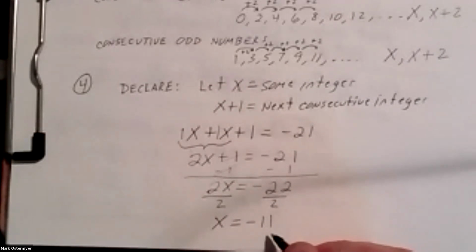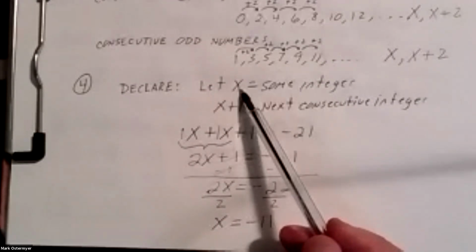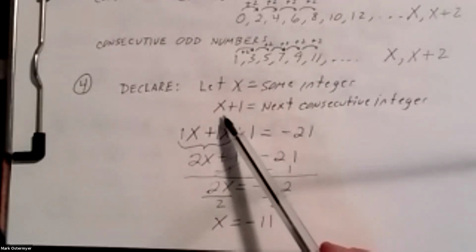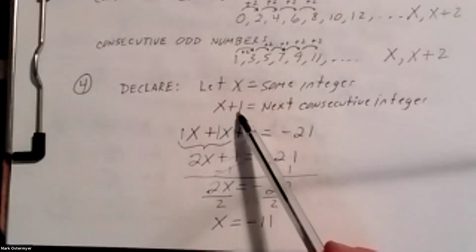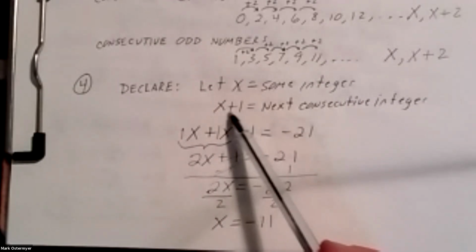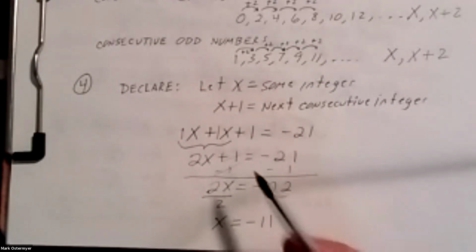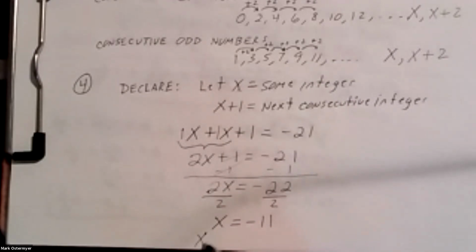So ladies and gentlemen, they wanted our two integers. We found our first one, x, which is negative 11. To find the second one, we have to use the fact that this is our second consecutive integer from x. So our next consecutive integer will be x plus 1, which is to say negative 11 plus 1, which is negative 10.